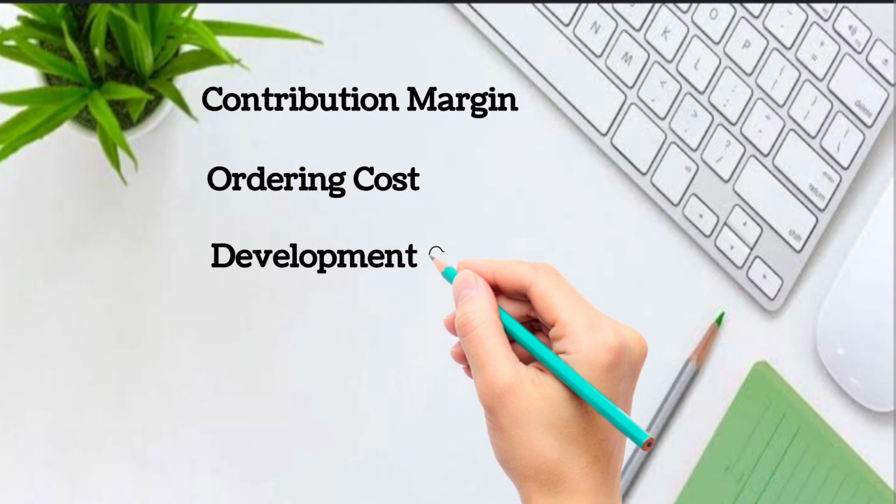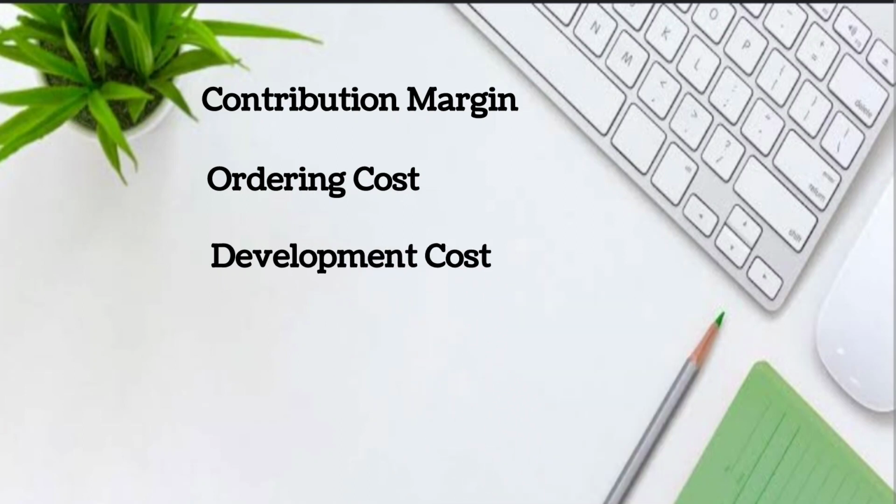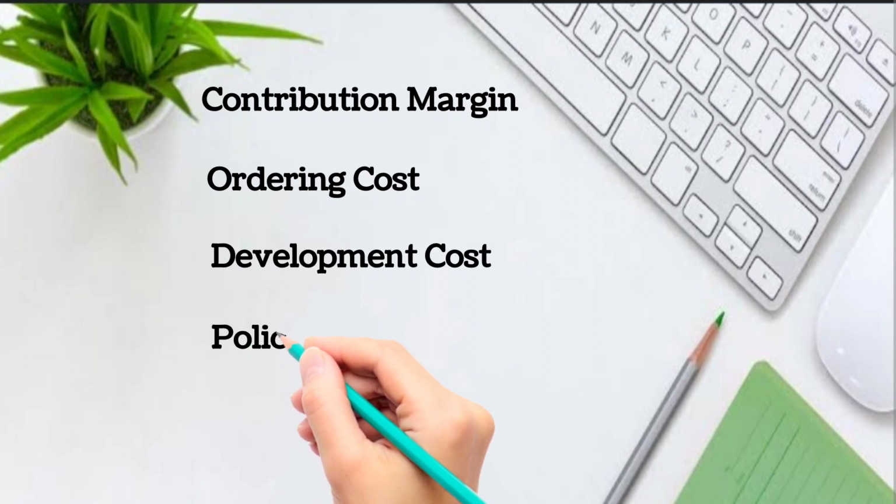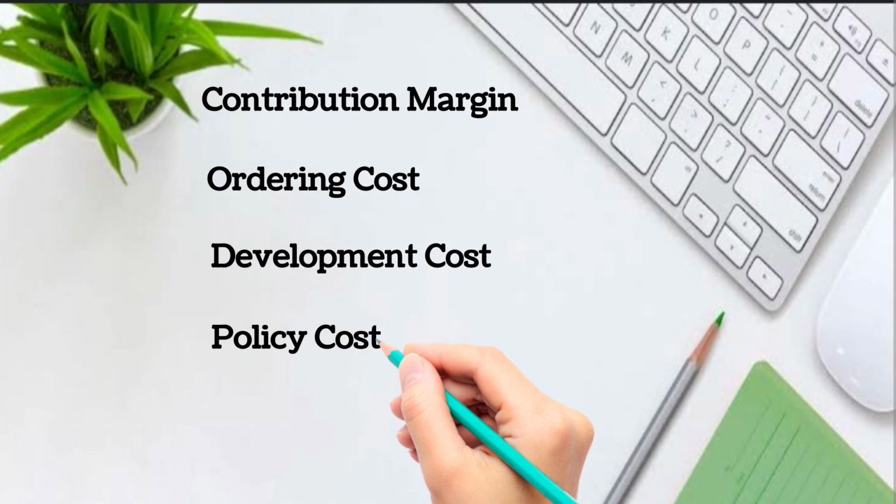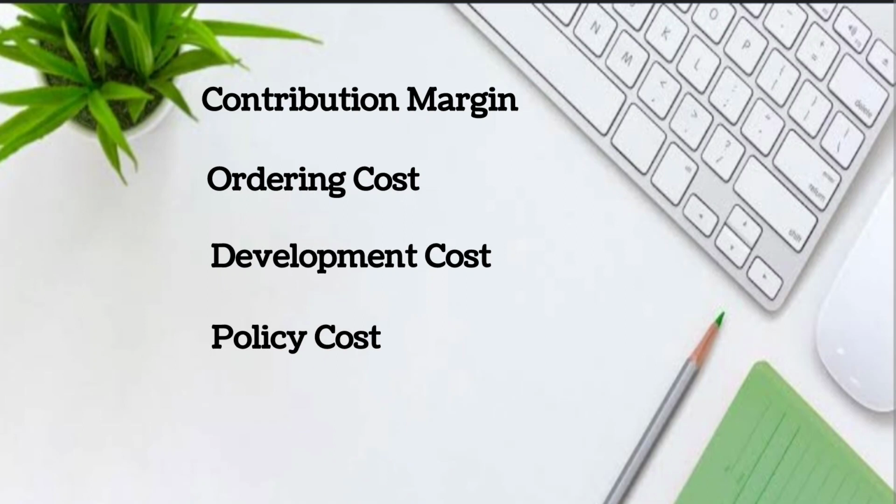Development cost is the cost incurred to develop a new product. Okay, that may be to either improve the existing product or an improved method in producing a product. So this is called development cost. Policy cost. This is the cost incurred to implement a new policy in addition to regular policy.